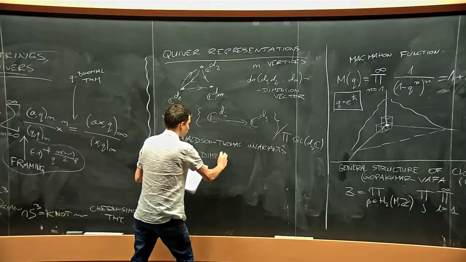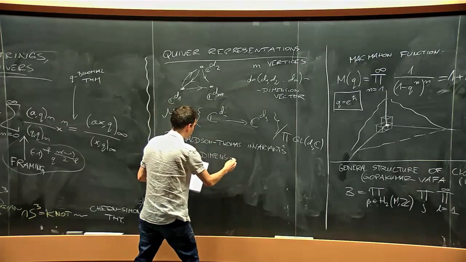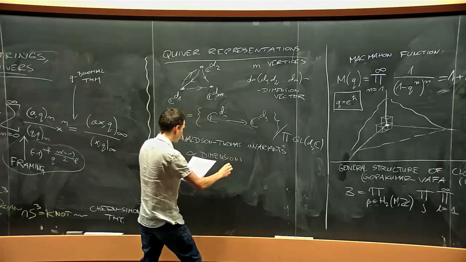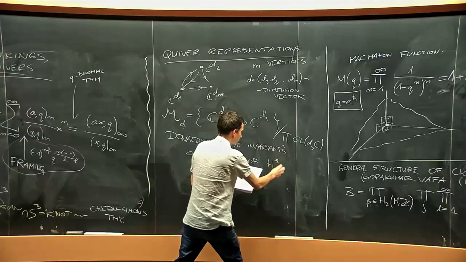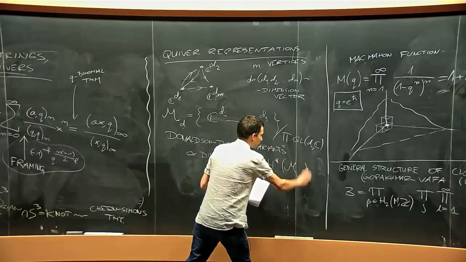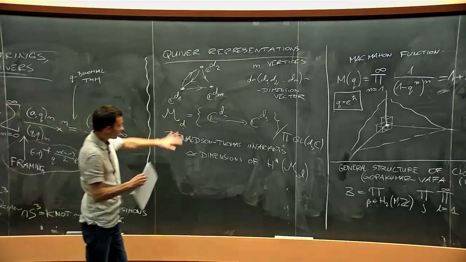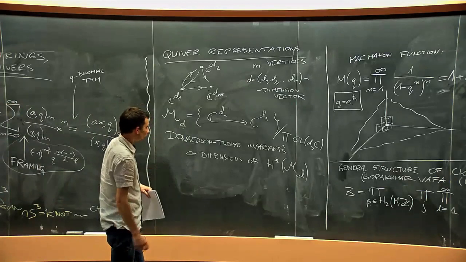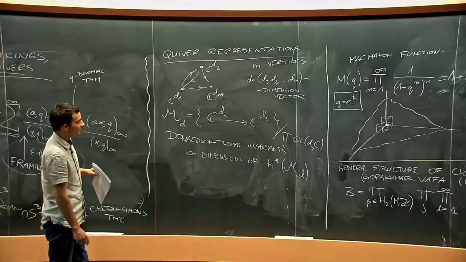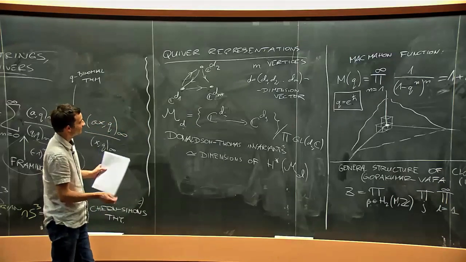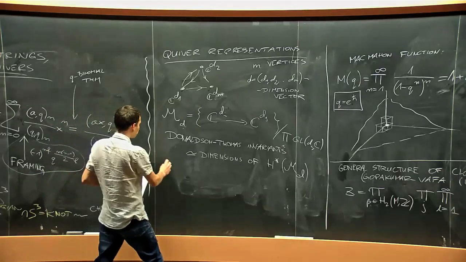At least roughly speaking, these are dimensions of the homologies of this space. In some cases they are very subtle to define, so I'm not going to give formal definitions, but you can think of them as dimensions of homologies or cohomologies of these moduli spaces. In general they are quite hard to compute, but there are certain classes of quivers for which you can do that. And there is one particular class I am interested in, which are symmetric quivers.